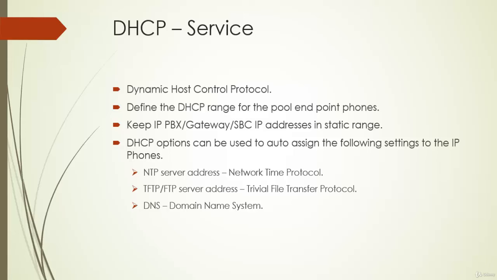Now, one of the advantages of using DHCP in your phone network is that you can automate some of the features. For example, you can assign the NTP server address using DHCP options to your phones, and the TFTP and FTP server address as well. So as soon as the phone boots, it gets the IP address, and next, using DHCP options like 120 or 150 or 66, it gets the TFTP or FTP address where it can download its firmware, its config files, etc. And similarly the DNS. It will also get its domain name, where it can resolve any IP address against any domain.